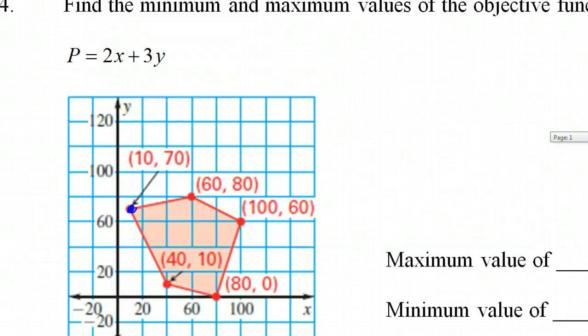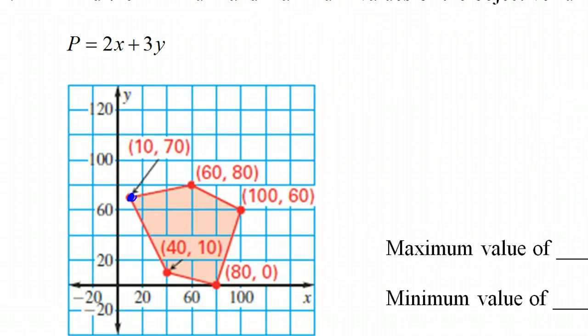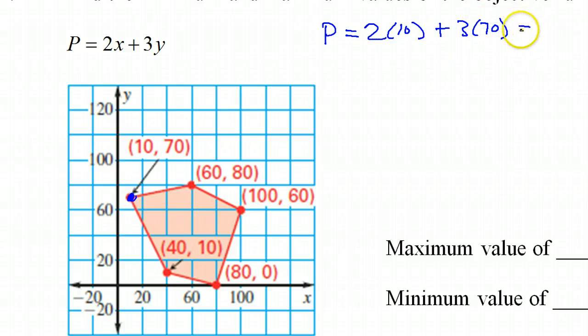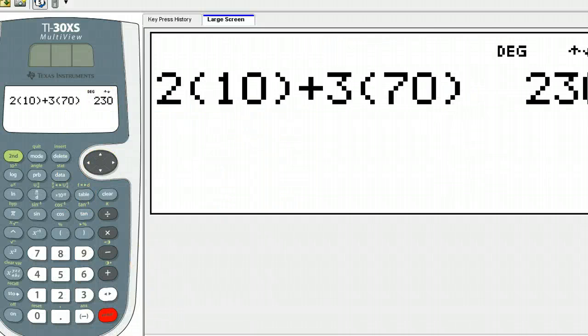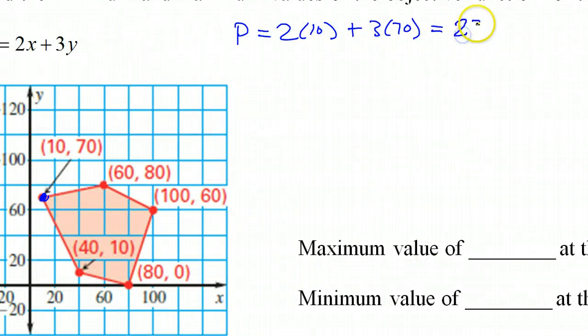Is P standing for profit? Probably. So that would give me P equals 2x plus 3y. But in this case, that's 2 times 10 plus 3 times 70, and that equals 230. So we just need to do that over and over again for these other points.